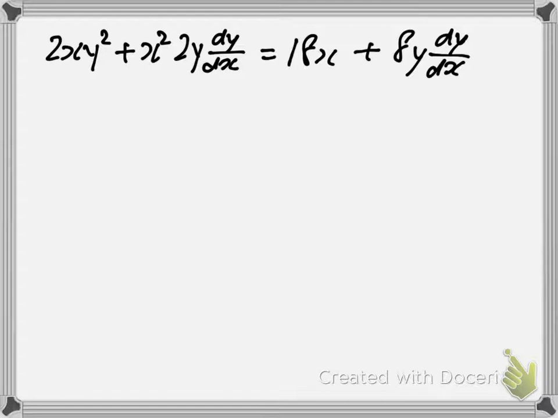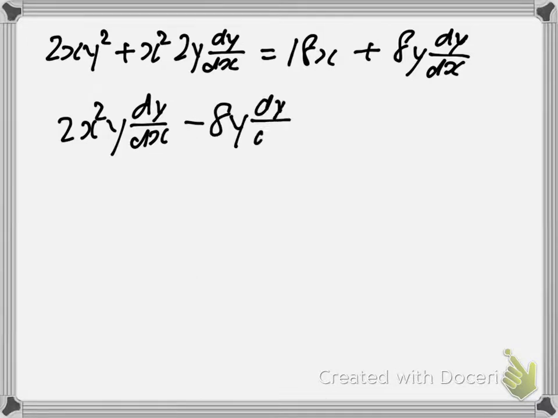You move all those terms that have dy/dx to the left side and all those terms that have no dy/dx to the right side. So you can see this term is moved over to the right side, this term is moved over to the left side, by adding and subtracting. So now the left side has the dy/dx. I can factor that out.